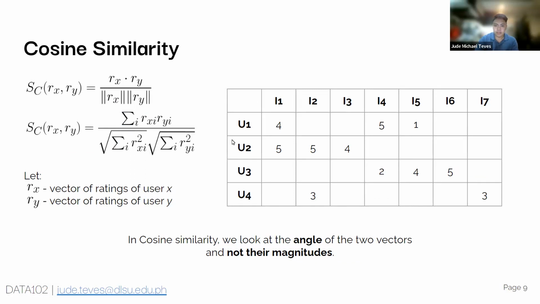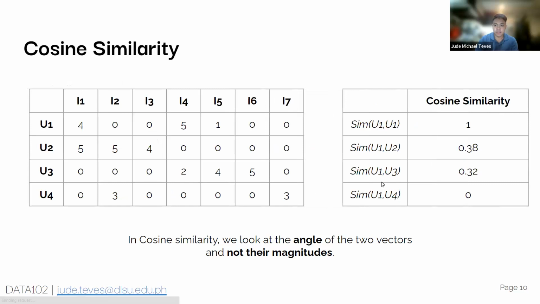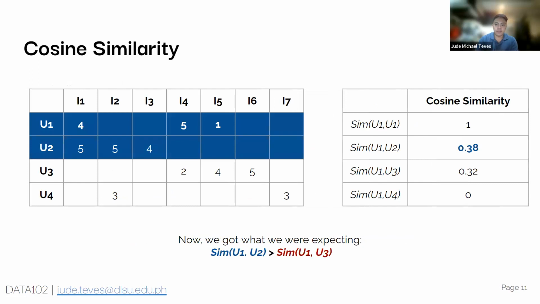If we use that for the given utility matrix, we will end up with the following similarity scores. Again, the similarity of U1 and U1 is just 1, but for U1 and U2, it will be 0.38. For U1 and U3, it's 0.32, and for U1 and U4 it's 0. Based on that, we will be recommending, of course, U1 and U2. And this is now what we were expecting based on the intuition that we had earlier, that U1, U2 should be greater than U1, U3.